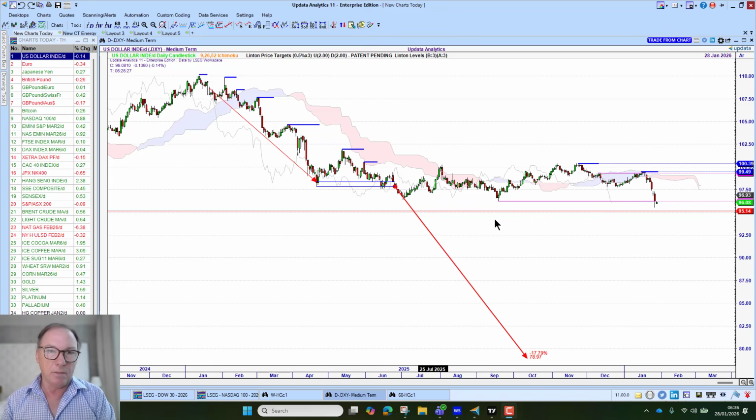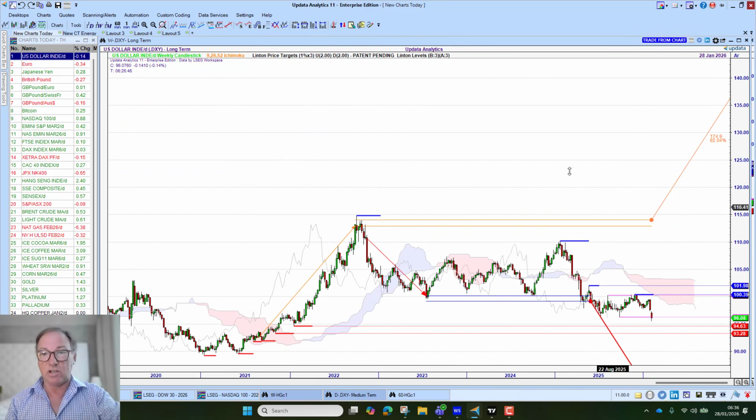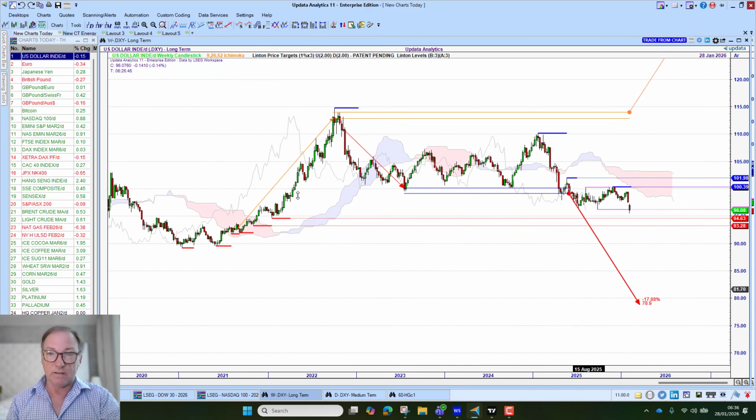So big story, first of all, is that dollar move, and that's really taken out that purple line. These are the Linton levels. You can get these on TradingView, on Updata, and on Bloomberg. But the key thing here is that we've taken out that key level, and if we look back to the weekly chart, we can see that's giving us now a 4-year low on the dollar.